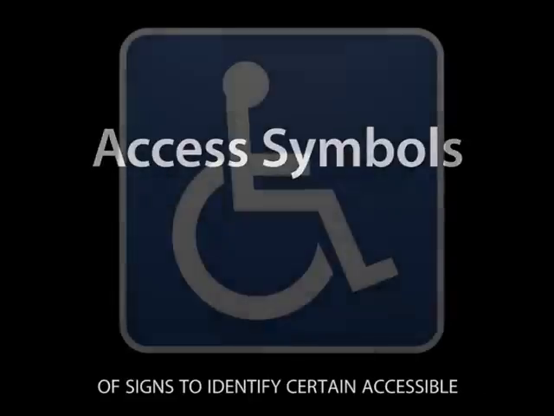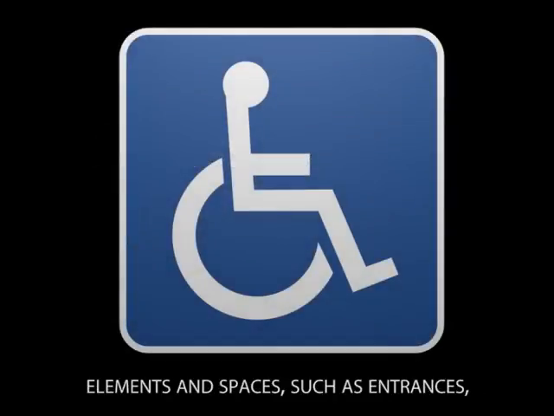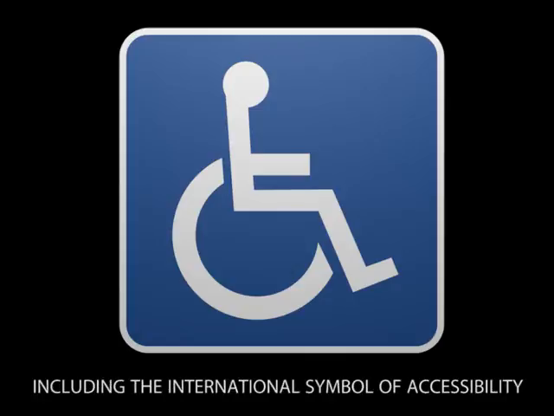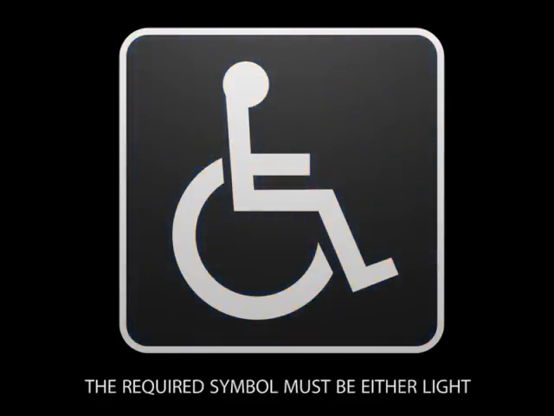The sign requirements generally apply only where signs are provided, but the standards do require the provision of signs to identify certain accessible elements and spaces, such as entrances, restrooms, and parking spaces. These signs must include specified international symbols that are depicted in the standards, including the International Symbol of Accessibility, or ISA. The required symbol must be either light against a dark background or dark against a light background.